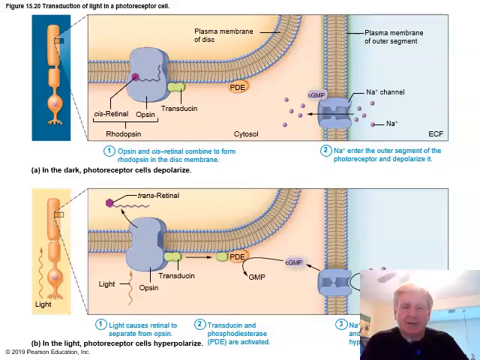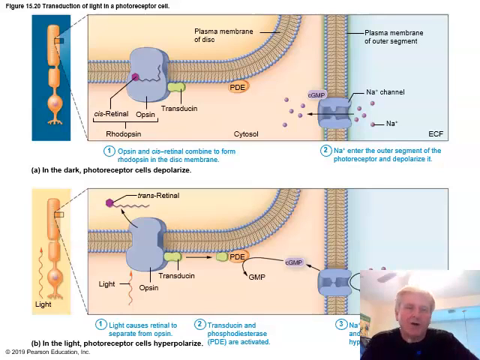So let's look at how we see. In the light, your photoreceptor cells will hyperpolarize. Light causes the retinal, that chemical in your disc, to separate from the opsin. Transducin and PDE are then activated. That causes the sodium channels to close, and the photoreceptor cell hyperpolarizes. That's what you see in light.